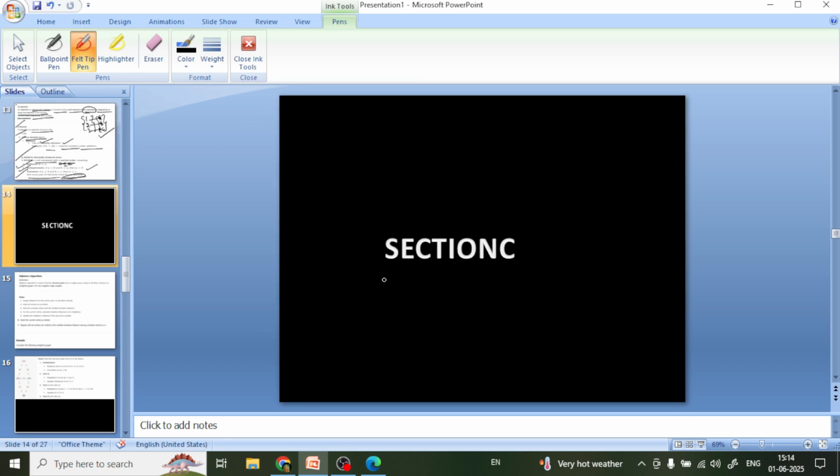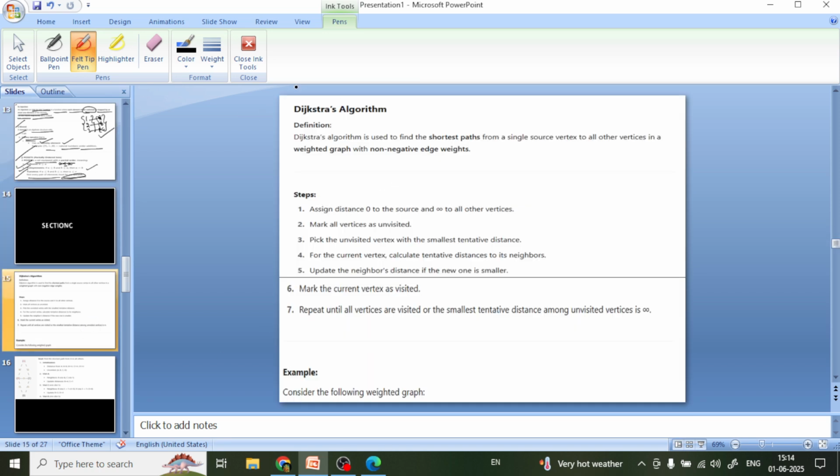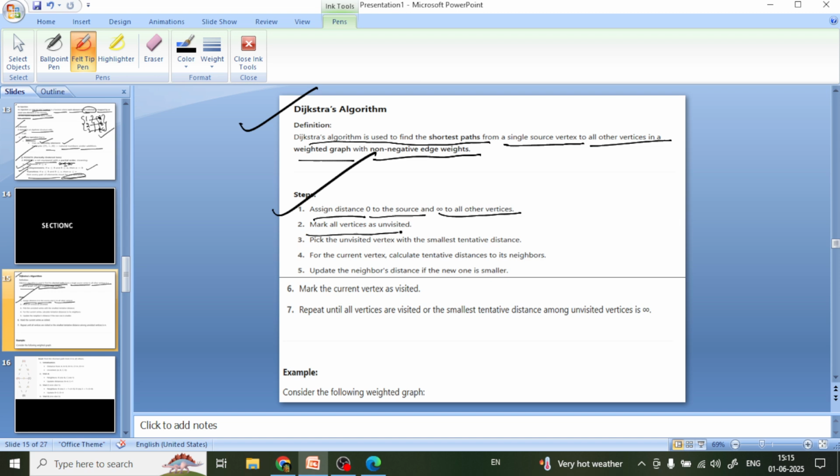Now I am going to discuss section C, Dijkstra's algorithm. Dijkstra's algorithm is used to find the shortest path from a single source vertex to all other vertices in a weighted graph with non-negative edge weights. Steps: first of all, you have to assign distance 0 to the source and infinity to all other vertices. Mark all the vertices as unvisited.